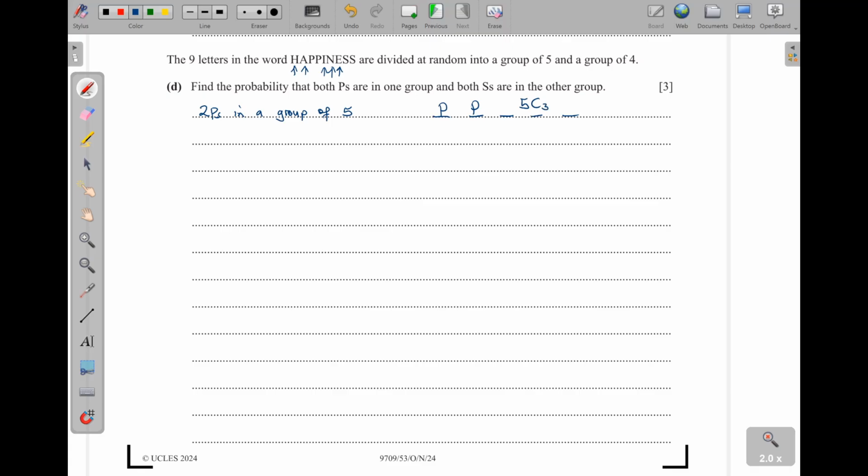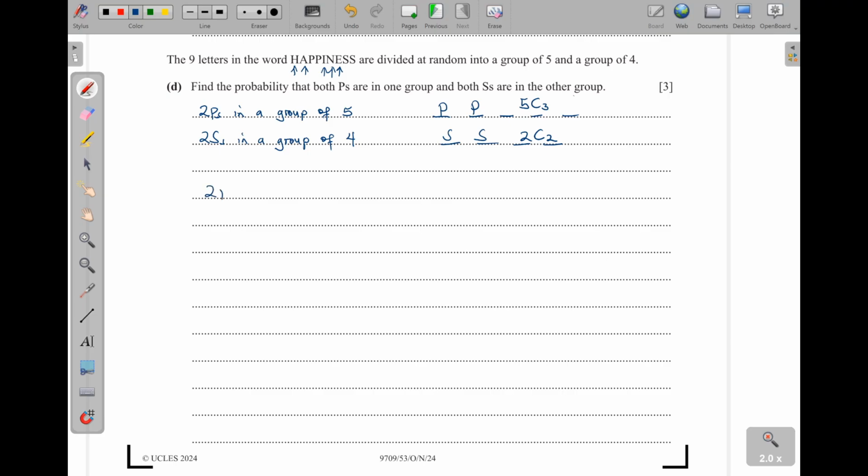You see that? Then if the 2 P's are in a group of 5, that means the 2 S's are in a group of 4. You see that? 1, 2, 3, 4. I have the 2 S's there. So meaning after choosing the 3 and I put them here, then the 2 that are remaining, I'll put them here. So 2 combination 2. You see that? Then there is another scenario.